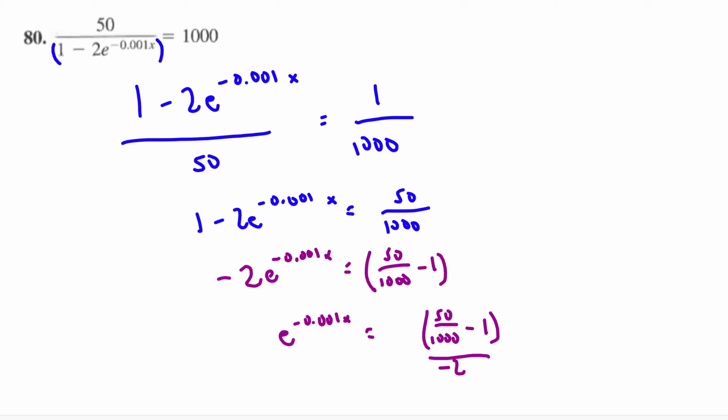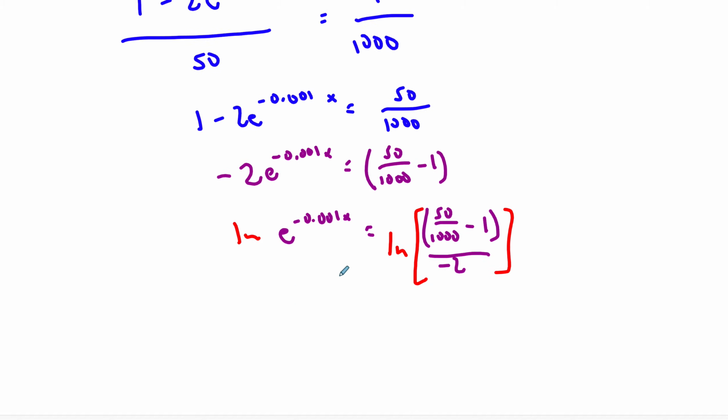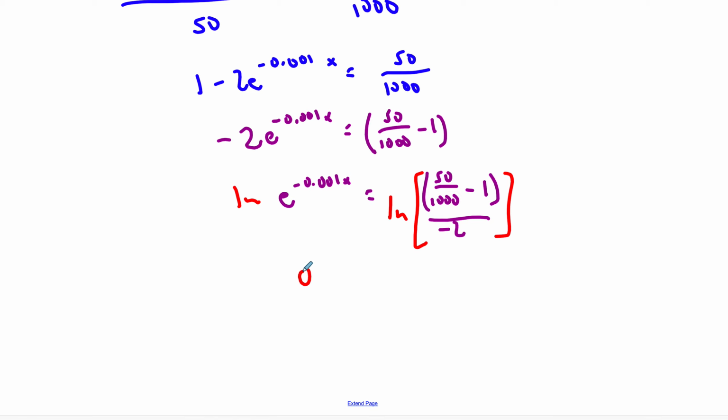And then I'm going to take the natural log of both sides, because that's how we cancel out the e. Take the natural log of this whole mess, yes? And then last but not least, because now I have negative 0.01x. Whoops, too many zeros. Let's try that again.